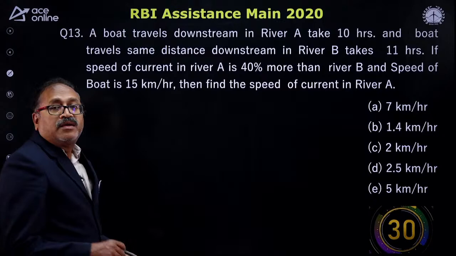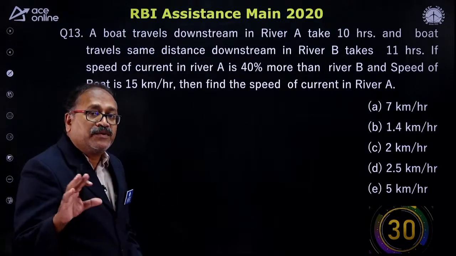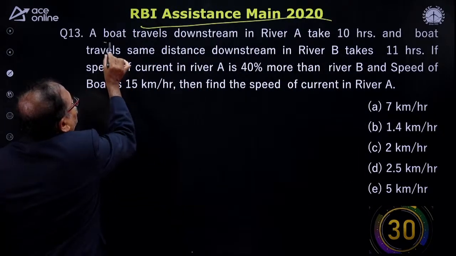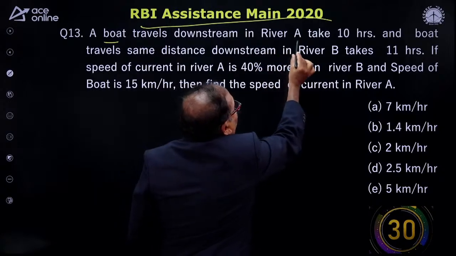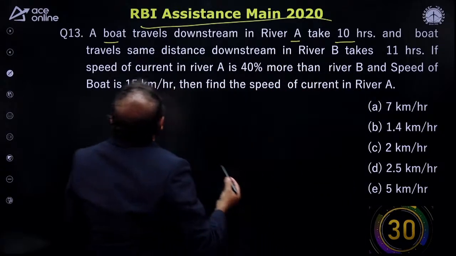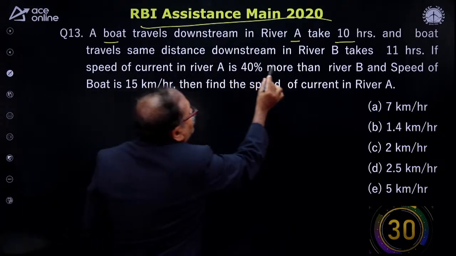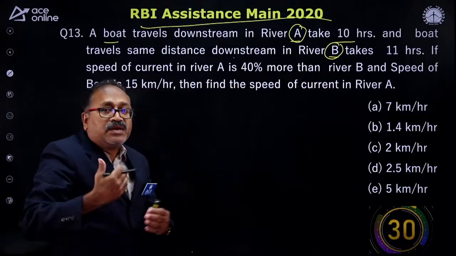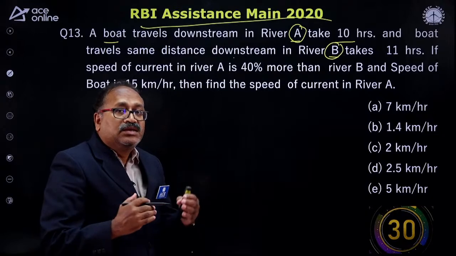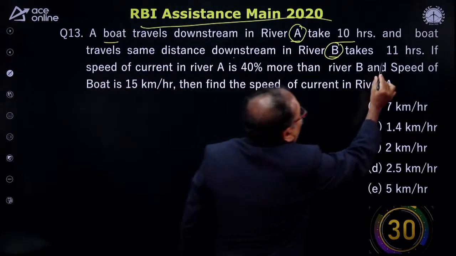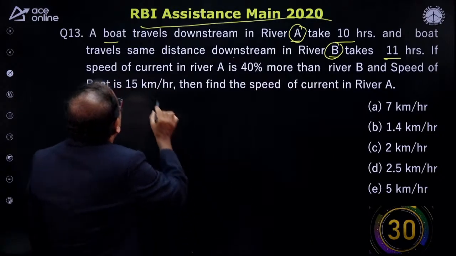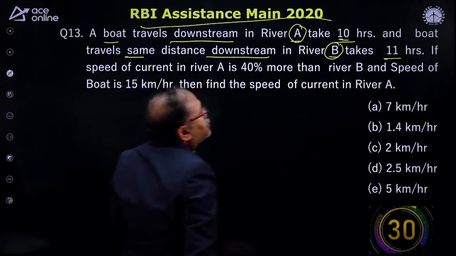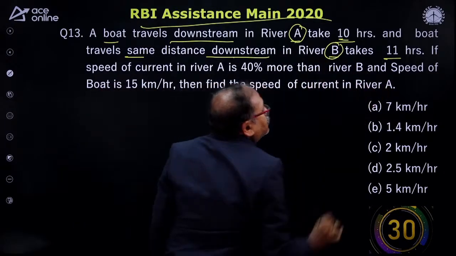Question number 13. Up to 15 are arithmetic, and after that, the last 5 questions are data interpretation of the same exams. Okay, let's come to that. A boat travels downstream in river A and takes 10 hours, and a boat travels the same distance downstream in river B. So this is one river, this is another river, so the stream speed may change. Now it takes 11 hours. Same distance, it is said. Here also downstream, here also downstream. But in river A it takes 10 hours, and the same distance in river B takes 11 hours.